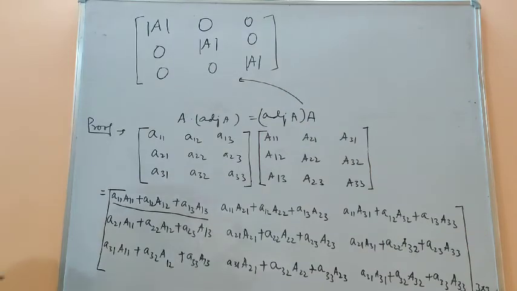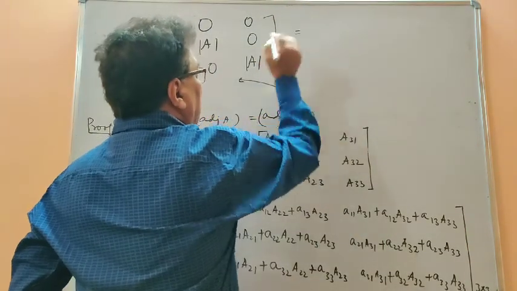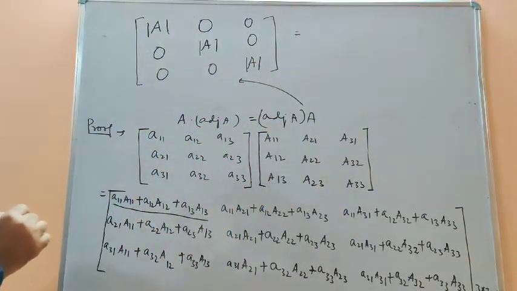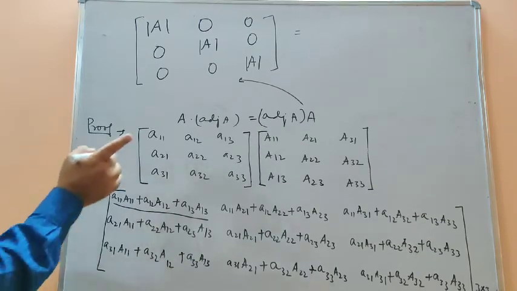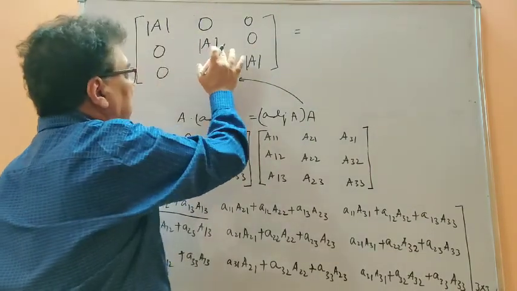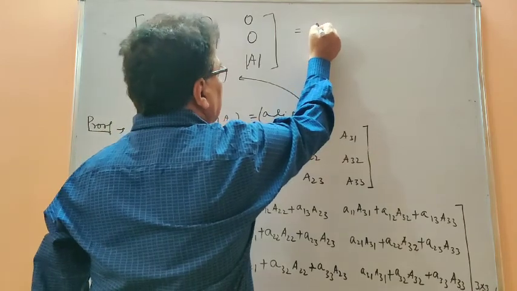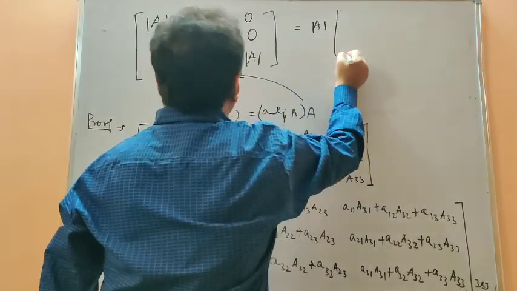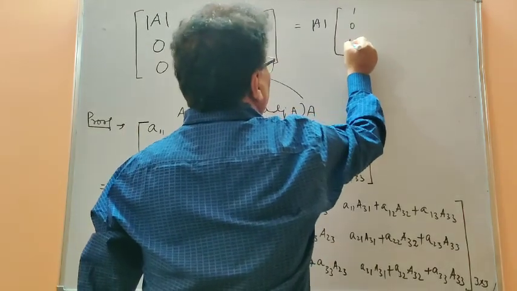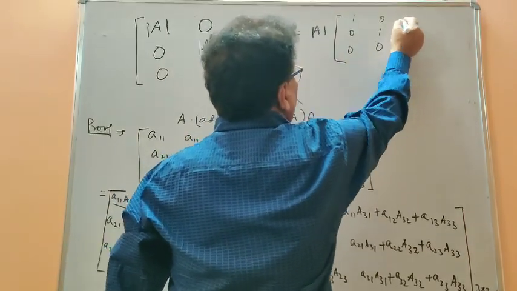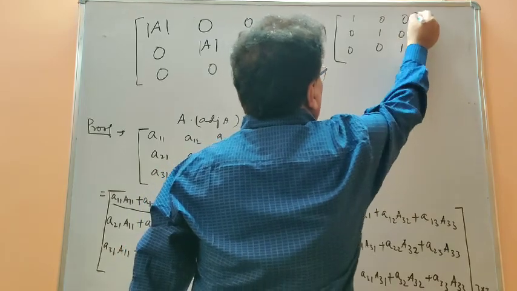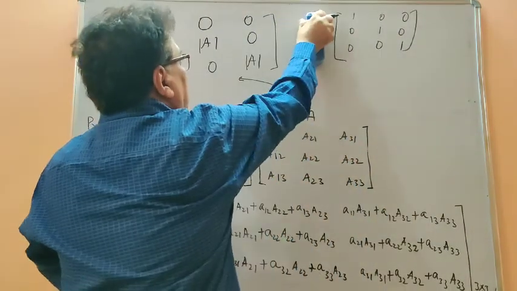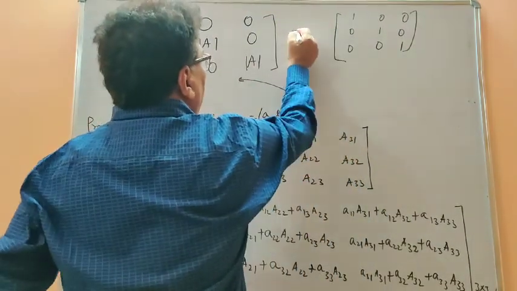Because determinant is the common element, this can be taken out, and what is left here is 1 0 0, 0 1 0, 0 0 1. This is determinant A which has been taken common.